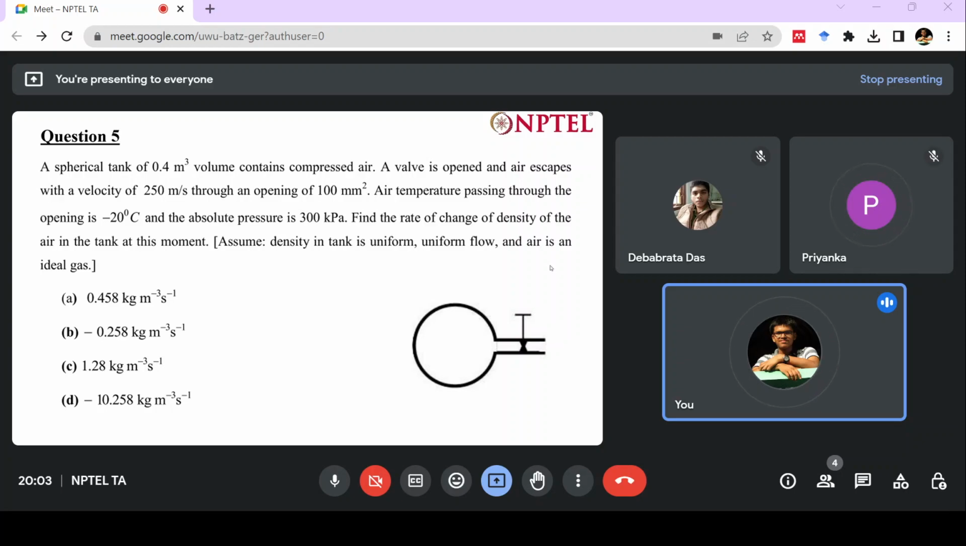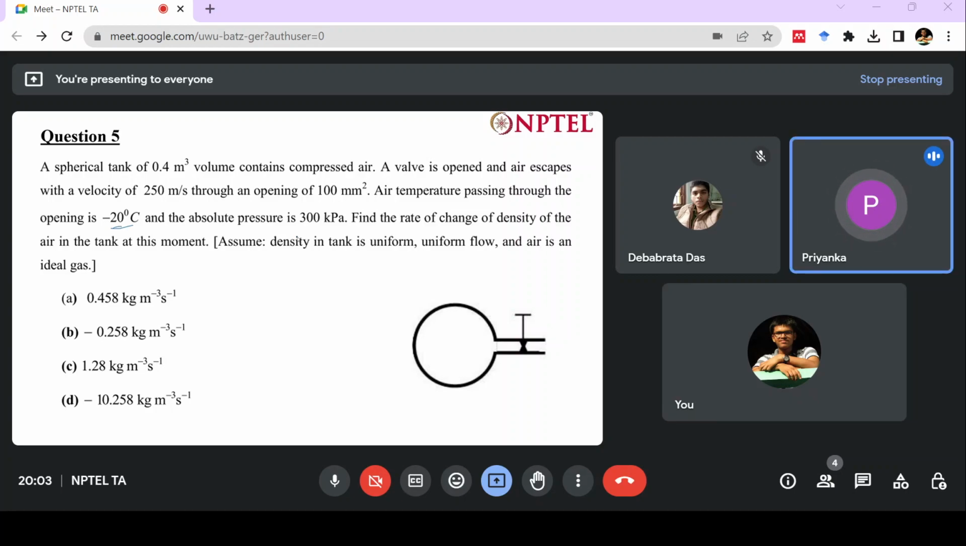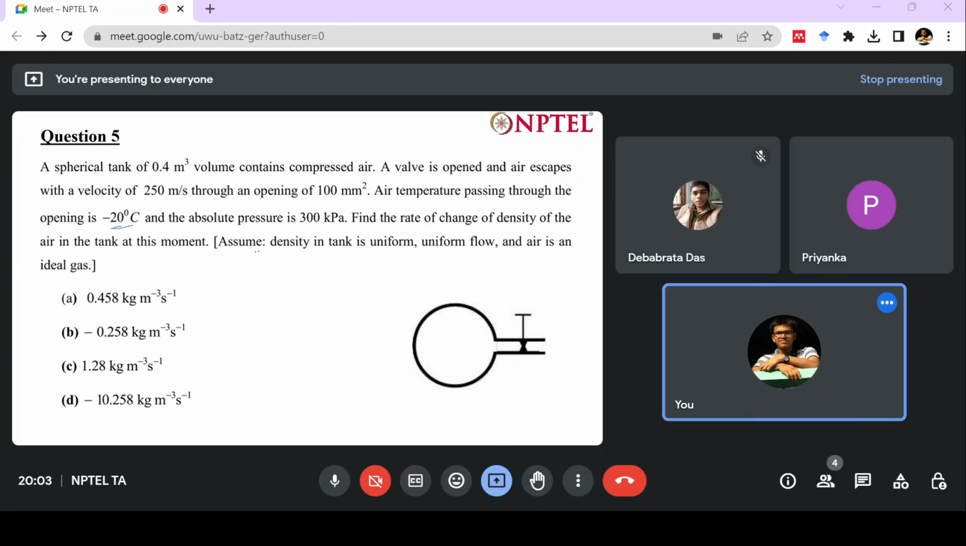Why is this given, the temperature and pressure? Because compressed air is used, density will be varying. That we have to find out, the rate of change of density. So do we need this temperature and pressure? We will need it for the initial gas that escapes.